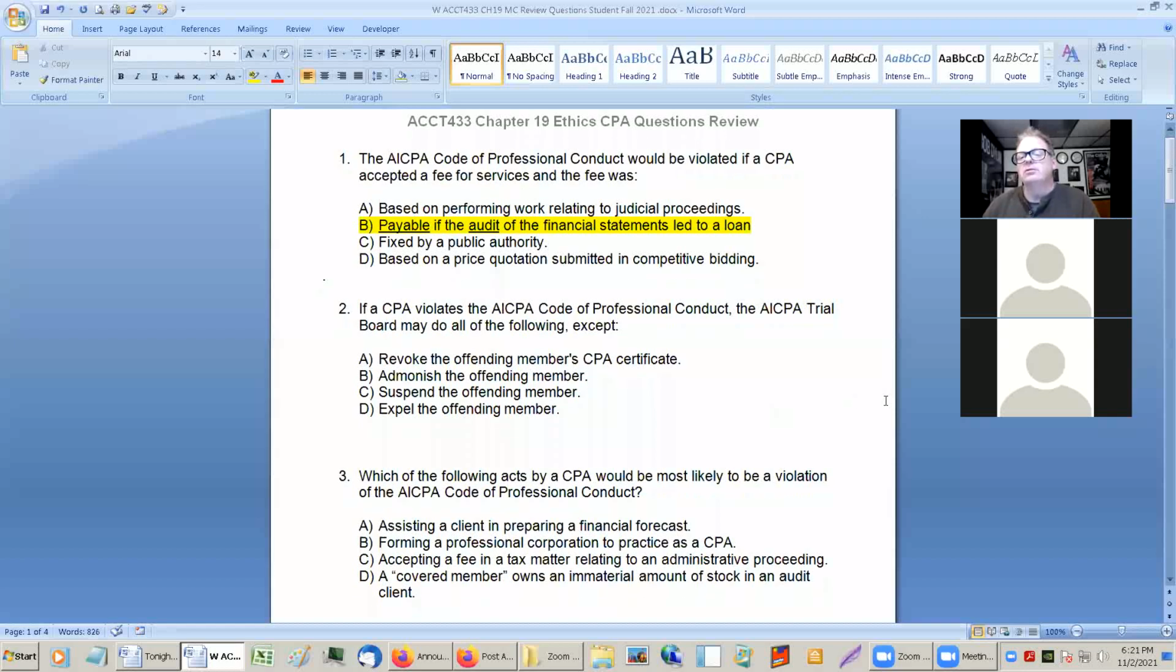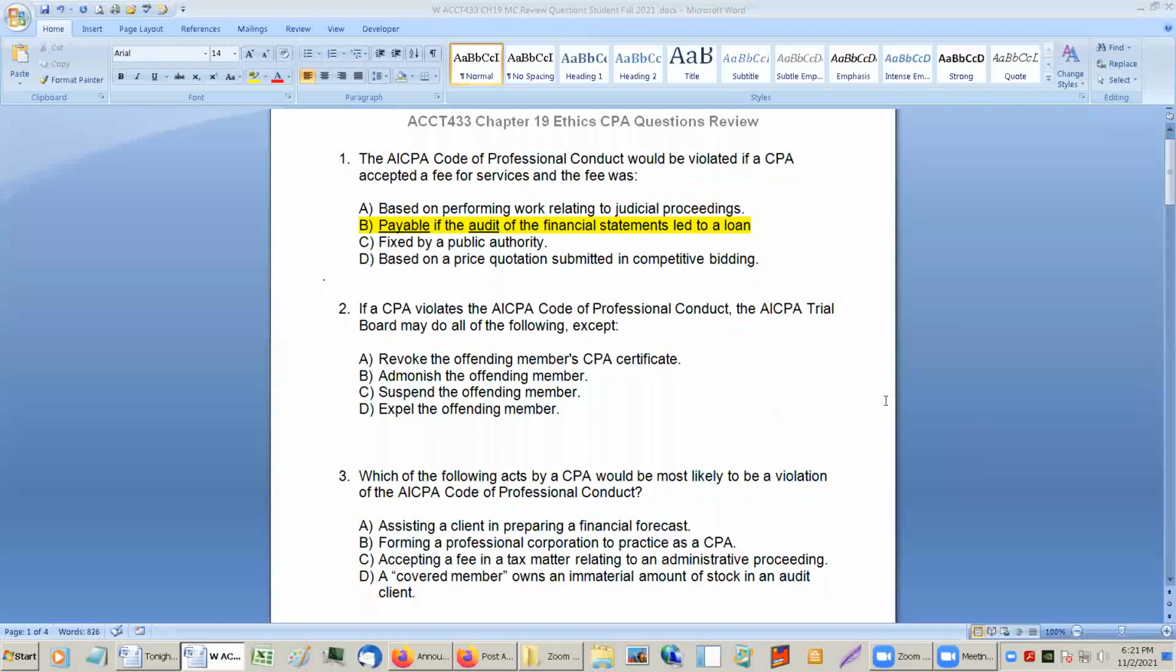Second one being for taxes. And the third one being for making financial statements. The idea is that it can't be contingent on something else. So in this case, if they get the loan, they'll pay for the audit. If they don't get the loan, they won't pay for it. That's a contingent fee, so they can't do it. You guys got it.